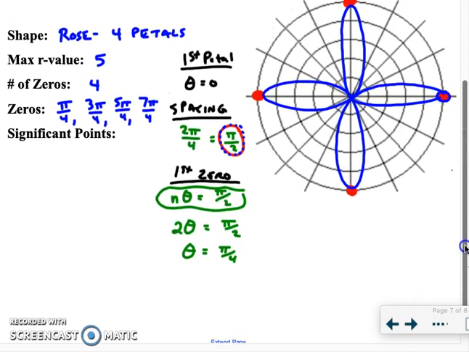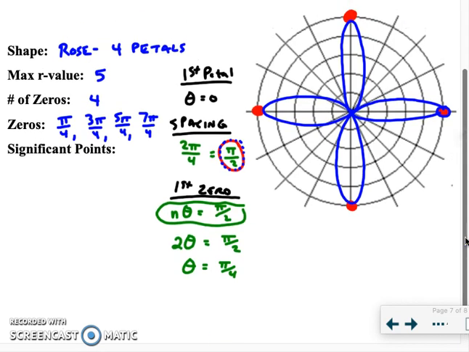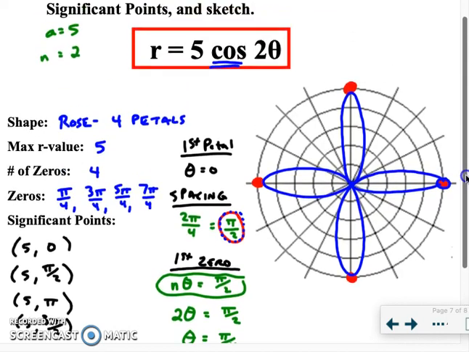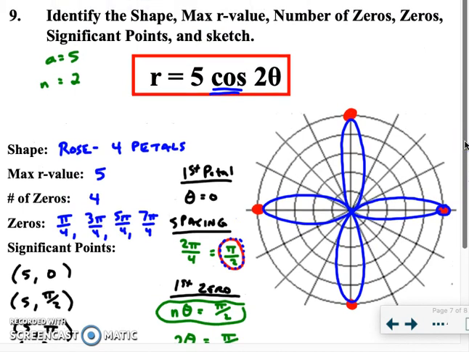Last thing we need to do is identify our significant points, and basically it's just writing up where they're located. So we have 4 of them, all of which have a max R value of 5. So we started at (5, 0), then went to (5, pi over 2), (5, pi), (5, 3 pi over 2). So we have our significant points, our zeros, our max R value, and the shape was a rose curve with 4 petals. And that's what it looks like. We have one more problem to go.